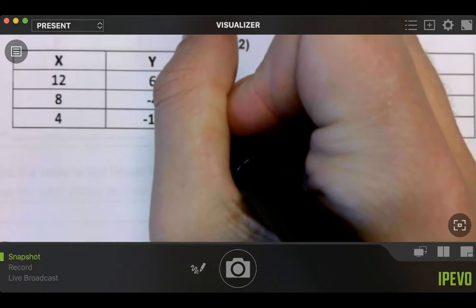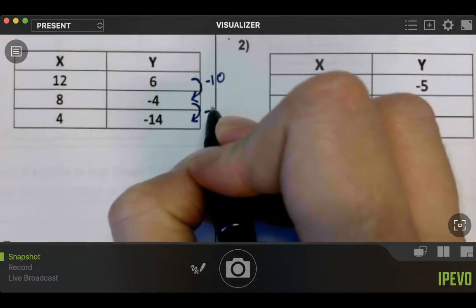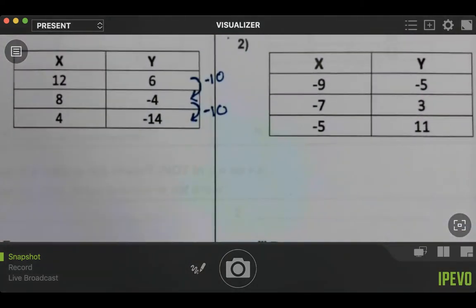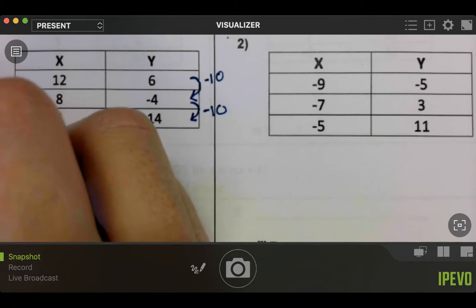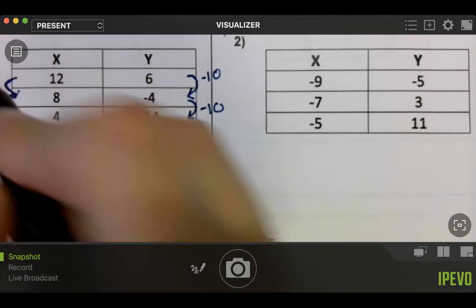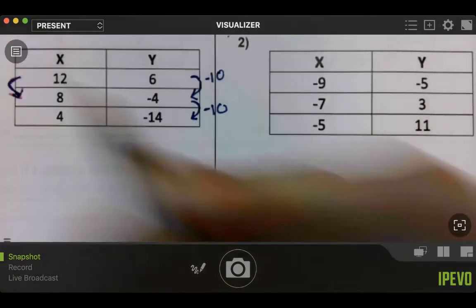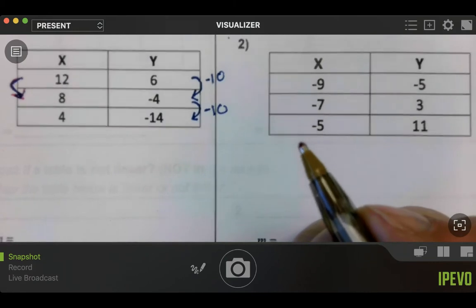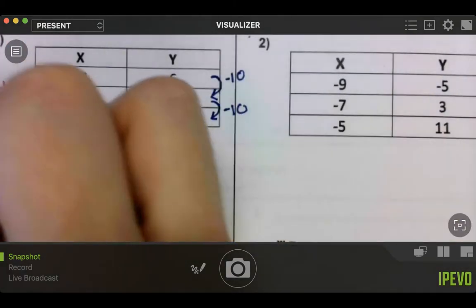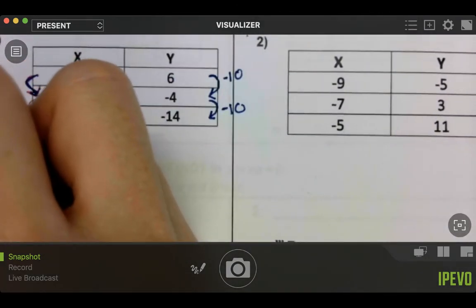From -4 to -14, what happens? Well, I go down 10. Sweet. Sorry, I meant to do my arrows. On the left-hand side, from 12 to 8, what happens? Well, I go down 4, right? I minus 4. And then from 8 to 4, what happens? I go down another 4.